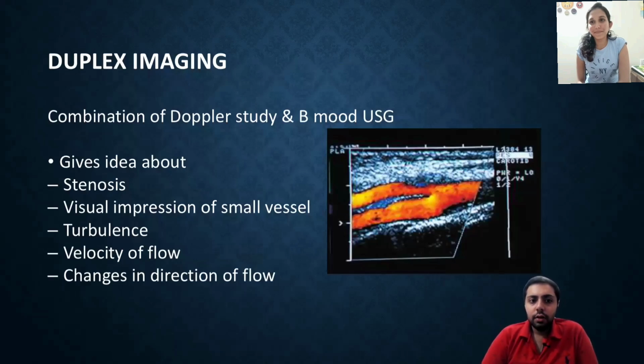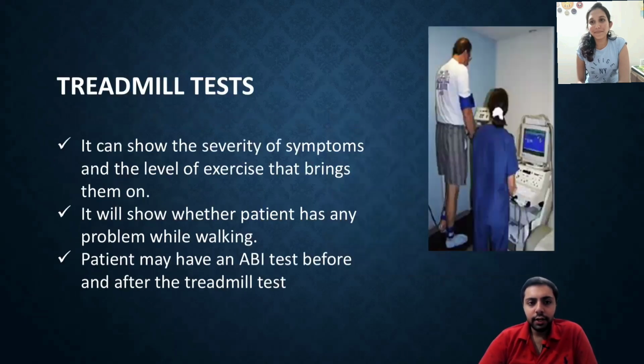In Doppler, we can check for the stenosis or the site of stenosis. But in duplex, stenosis will be there, and turbulence, as well as the velocity of the flow and the direction of the flow can be seen. All the 4 or 5 parameters we can see in this case. It's a combination of Doppler study and B-mode USG. But in Doppler only you can check for the ABPI and the stenosis area.